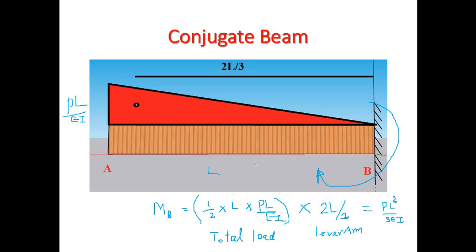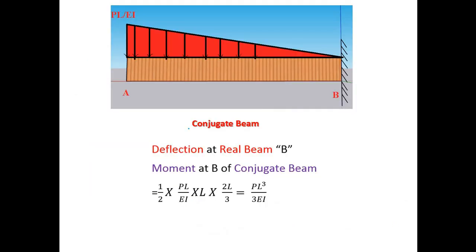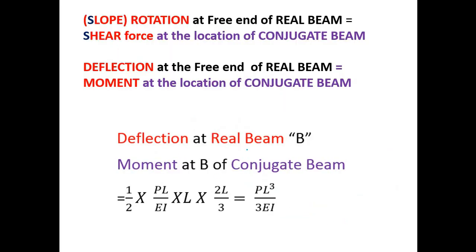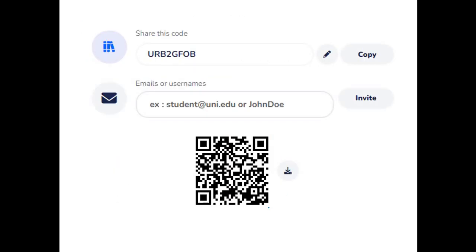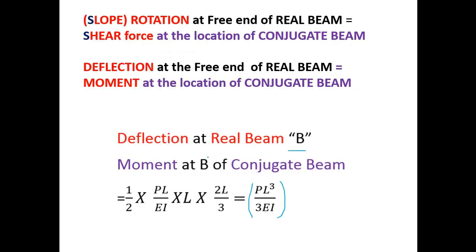Now you can relate this moment with deflection. The deflection at the free end of the cantilever due to a point load is PL cube by 3EI. So here the calculations are explained. Again, the deflection at B of the real beam equals the moment at B of the conjugate beam, that is half into PL by EI times L multiplied by 2L by 3, and finally you get PL cube by 3EI, which is the delta of the real beam. This is how we find the deflection at the free end of the cantilever.